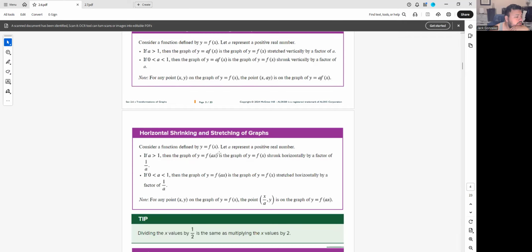Now if it's inside, it'll be a different kind of shift. It'll be stretched or shrunk horizontally by this number. So if it's bigger than one, it's going to shrink horizontally. If it's a fraction, it'll be stretched horizontally.